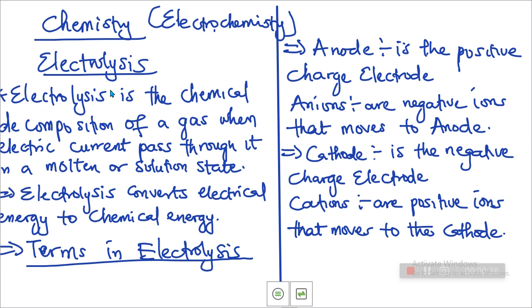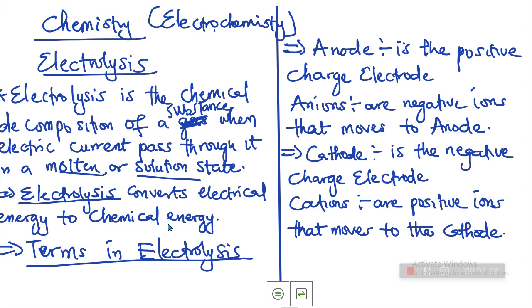What is electrolysis? Electrolysis is the chemical decomposition of a substance when electric current passes through it in a molten or solution, or aqueous form. Now what is the function of electrolysis? What happens in electrolysis is that it converts electrical energy to chemical energy.